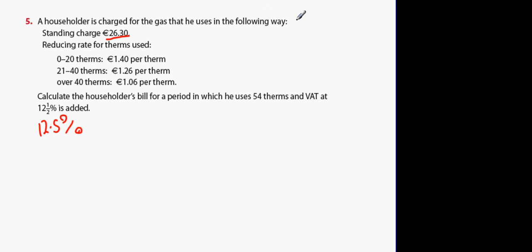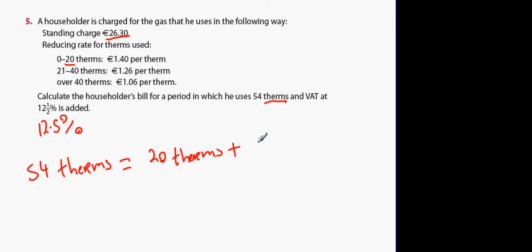We break up 54 terms, okay? And we're going to find out what this equals. 54 terms equals the first 20 terms plus the next 20 terms as well, which is 21 to 40. So there's 20 of these, and how many are left then? 20 plus 20 plus 14. So there's 14 terms at the end.